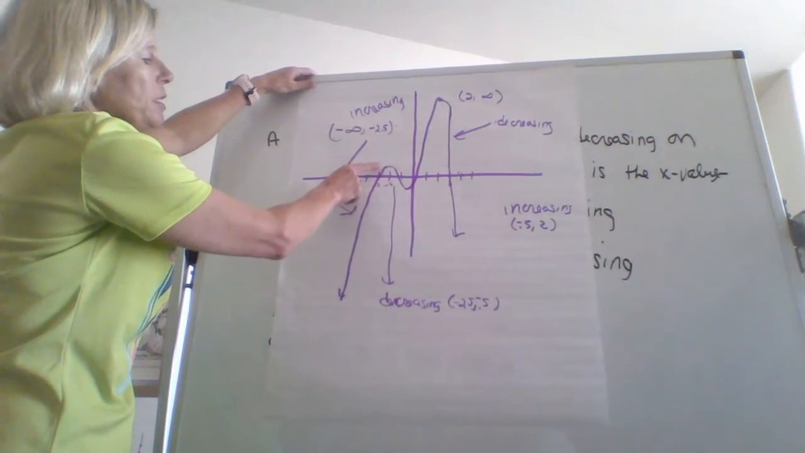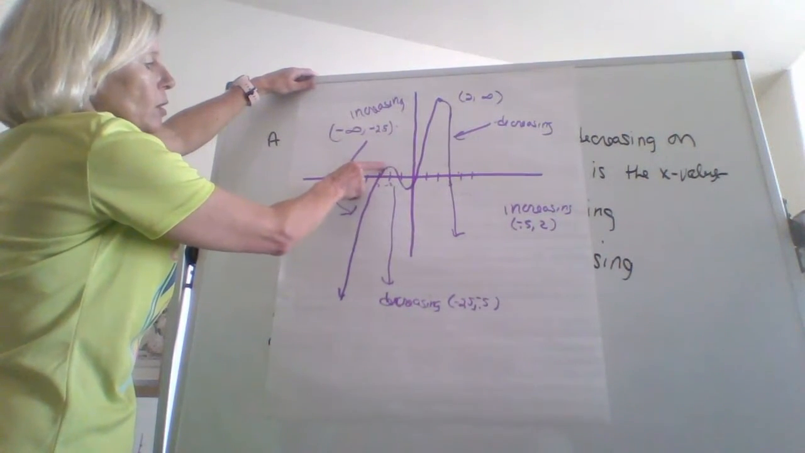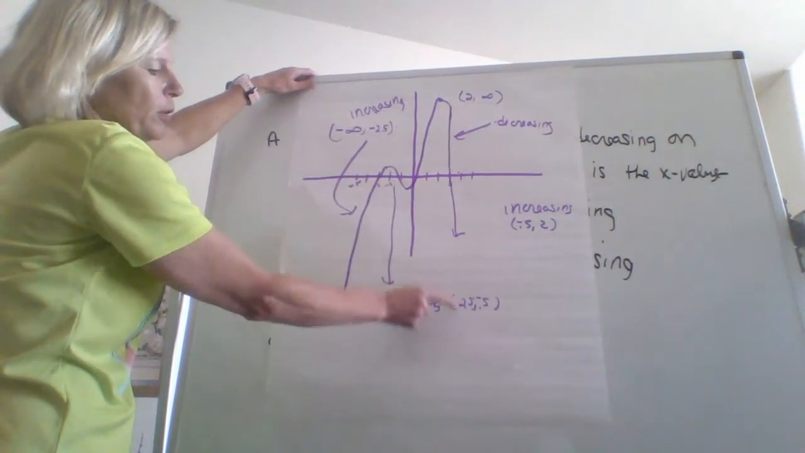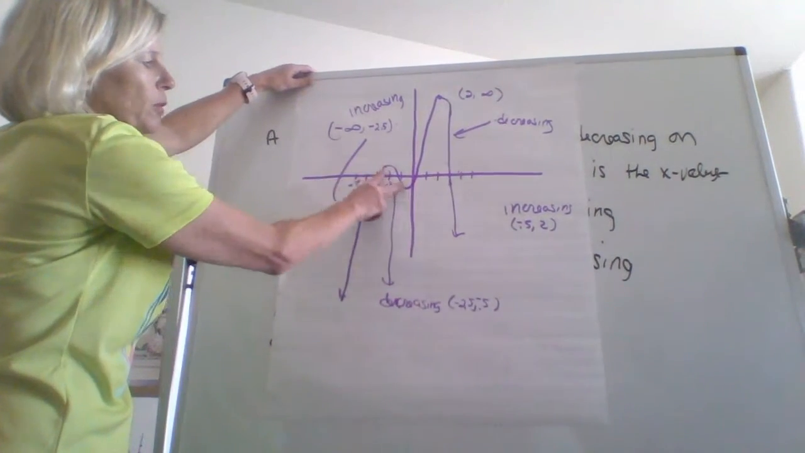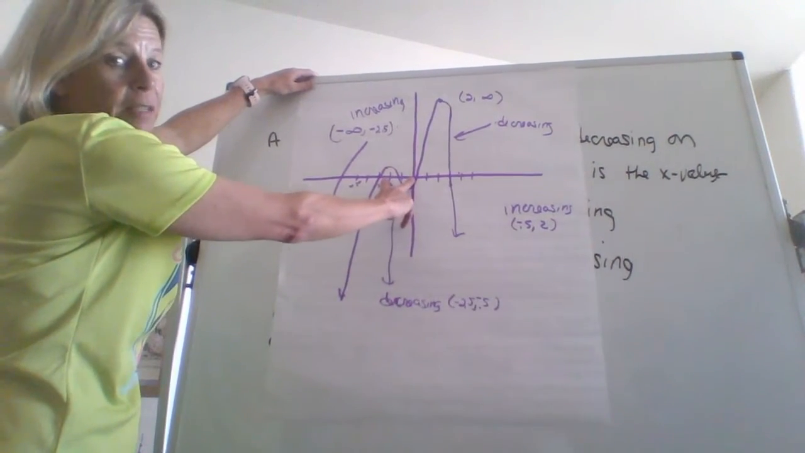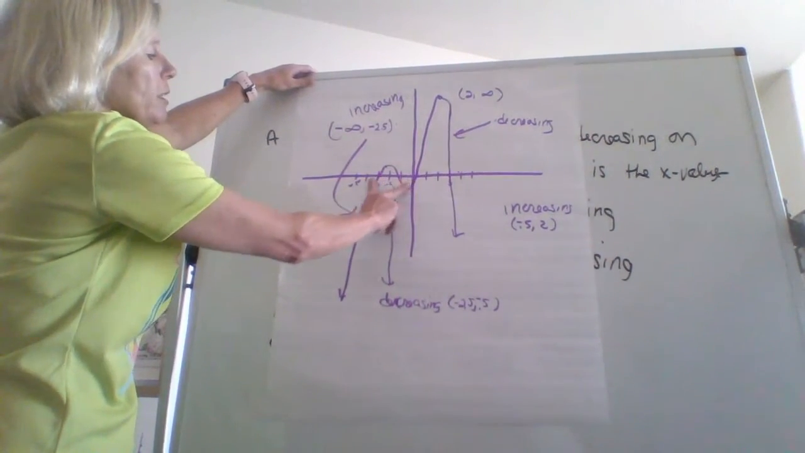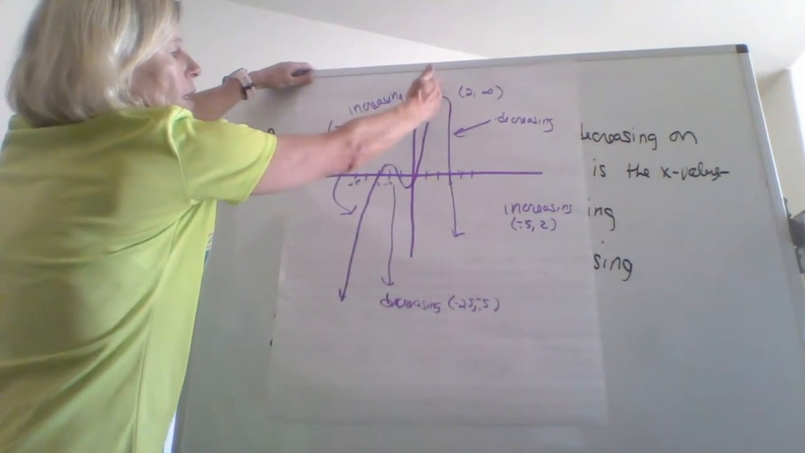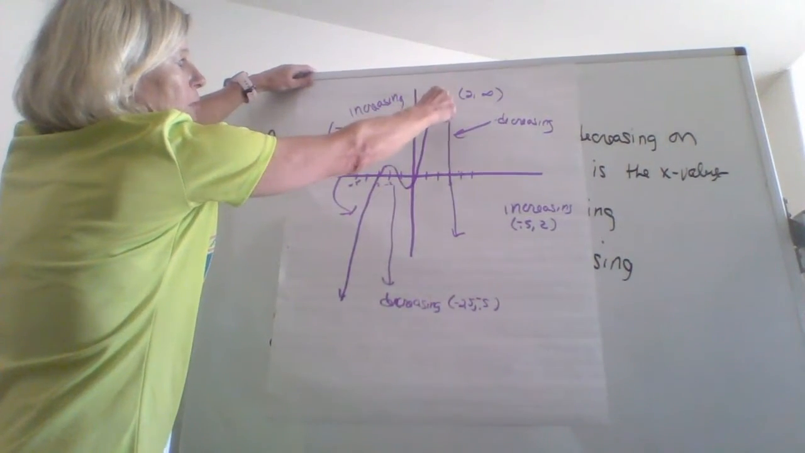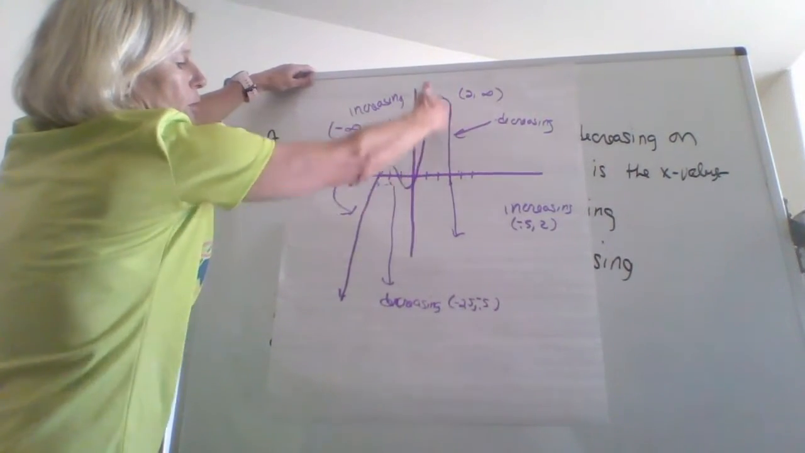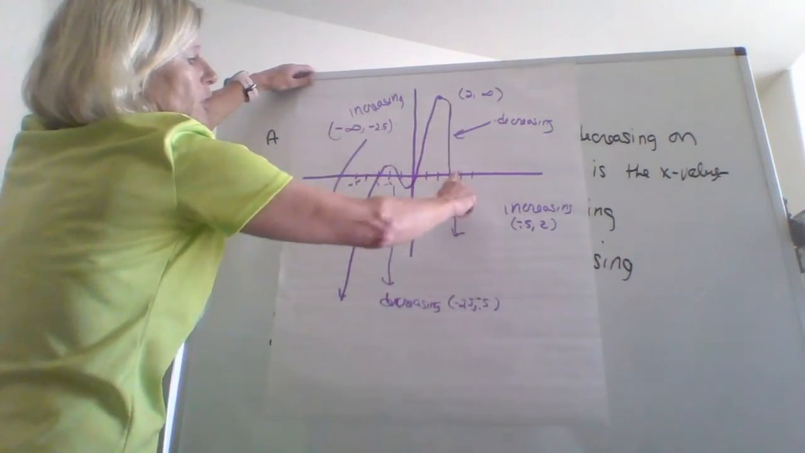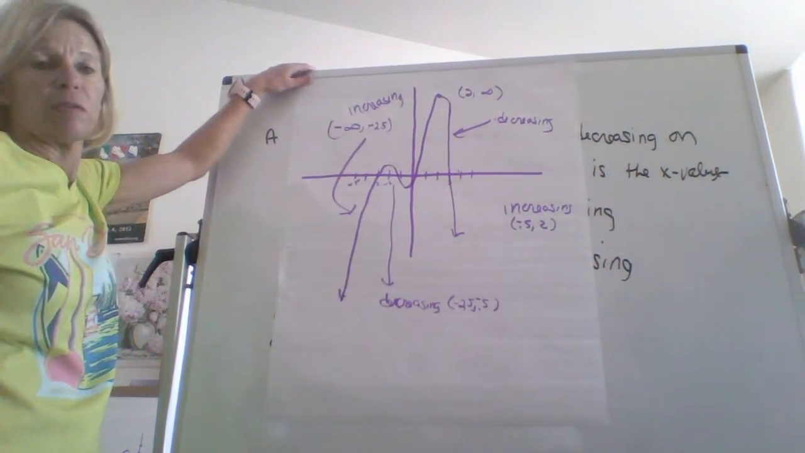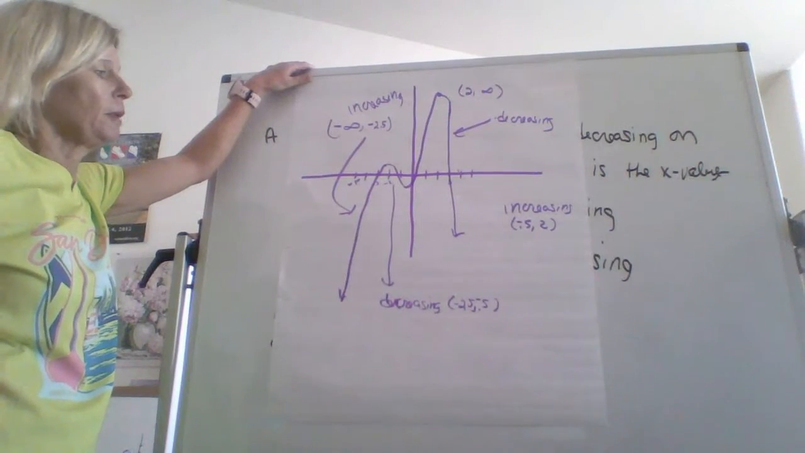The function is decreasing from negative 2.5 to negative 0.5 on this x interval, and then the function is also decreasing from this maximum value at x equals 2. The function is decreasing on the whole interval to positive infinity.